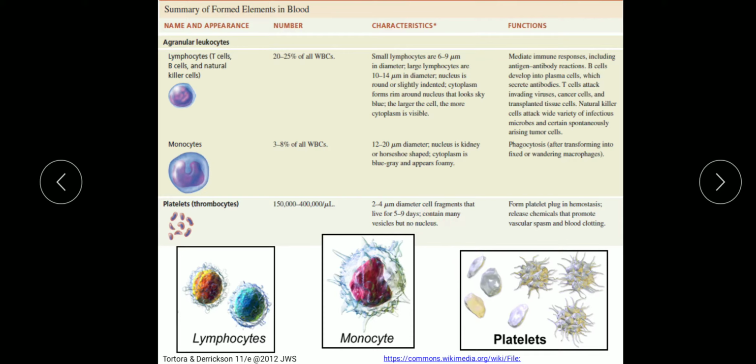nucleus. So, platelets help stop blood loss from damaged blood vessels by forming a platelet plug, and the granules also contain chemicals that, once released, promote blood clotting. Platelets have a short lifespan, which is about 5 to 9 days.